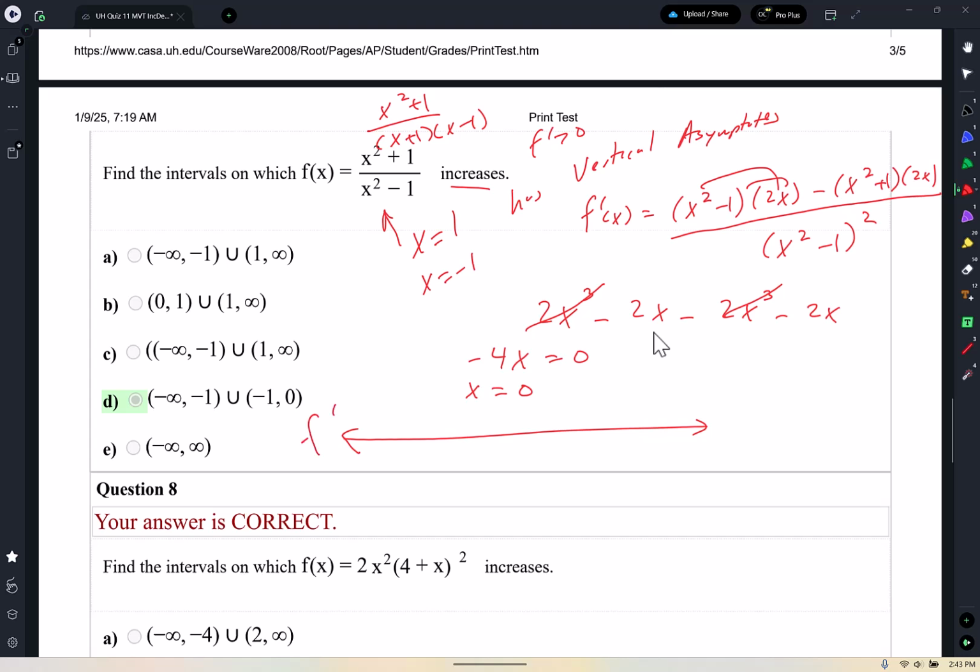I'm going to put -1. That is a vertical asymptote. Then 0, 1. Why are you putting -1 in there? I don't understand. It's not a critical number, guys. I have a vertical asymptote. I have to stop because you can't cross it.